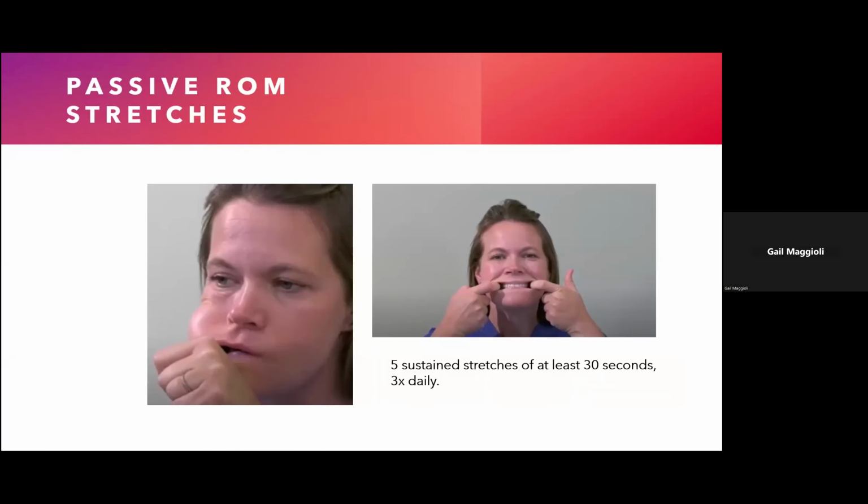Then we would also do the passive stretches. So here you will show them how to do it themselves. We might do it for them initially, using a gloved hand or finger. We would just pull into the corners of the mouth, pull the lips forwards, lift the eyebrows up, or the various movements that they're unable to achieve. And then we would move on to the patient being able to do it independently. And we would do 5 sustained stretches for 30 seconds. And we encourage the patients to do it about 3 times per day. So this is them doing it passively.